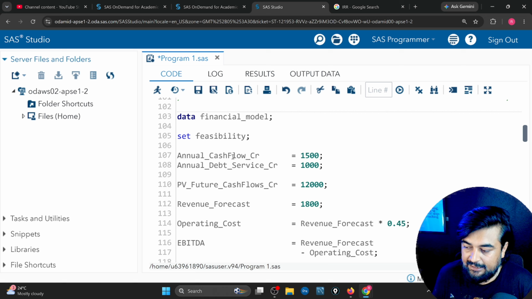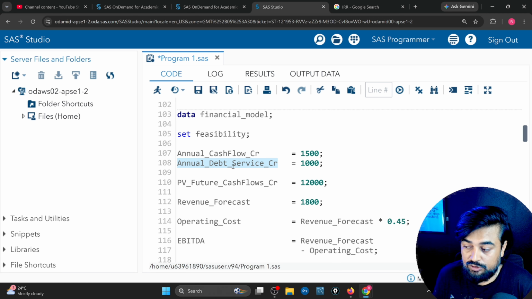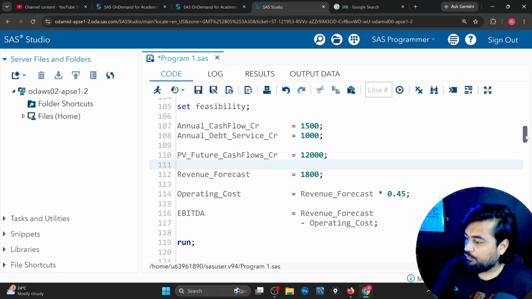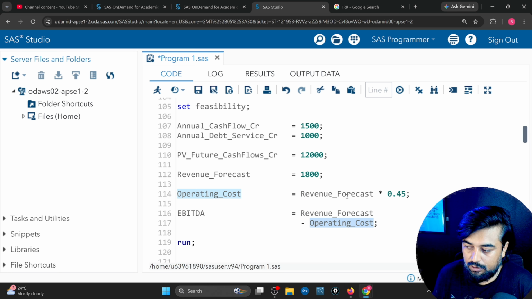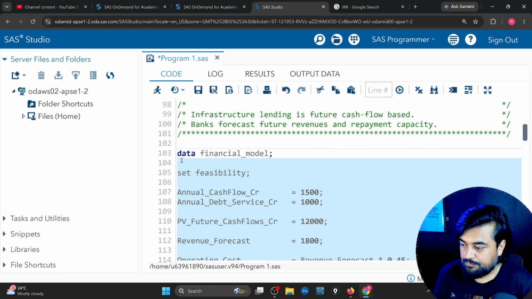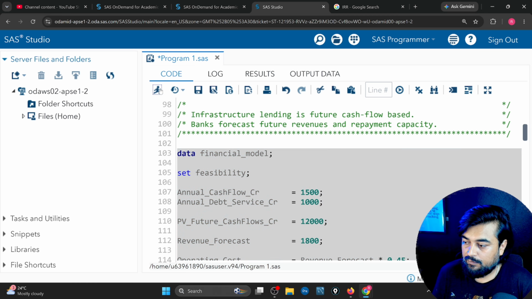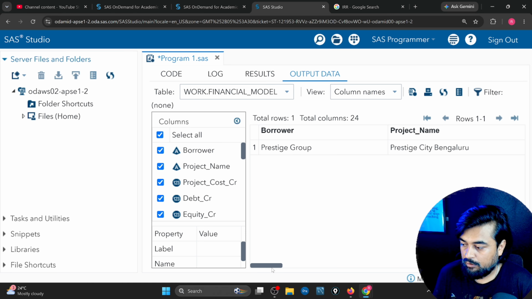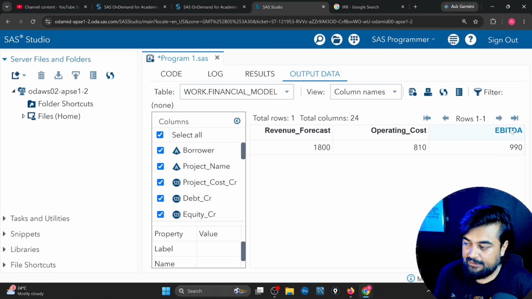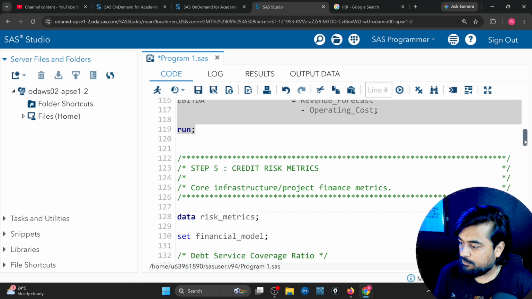Okay. Now the next step is financial modeling, where they are checking the cash flow, the debt service ratio, the future cash flow and the revenue forecast. They will also be checking the operating cost and EBITDA, which you can see. The calculation for operating cost is revenue and the multiplier given by the bank team. Then EBITDA is revenue minus operating cost. We run this financial model and a data set will be created. This is the financial model. You will see all the values. EBITDA is this much, operating cost is this much. Now we have all the business information about this.